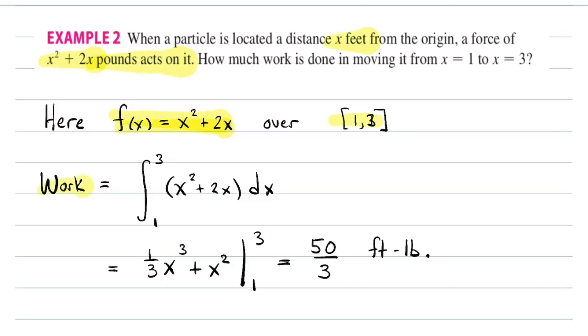Well, by definition, it's this integral. It's the integral from 1 to 3 of our force function with respect to distance. That's a polynomial function. I've written its antiderivative down here. I'm skipping the details, but if you evaluate that thing at 3, subtract its value at 1, I'll let you verify that you get 50 over 3. 50 over 3 foot-pounds, slightly less than 17 foot-pounds of work.